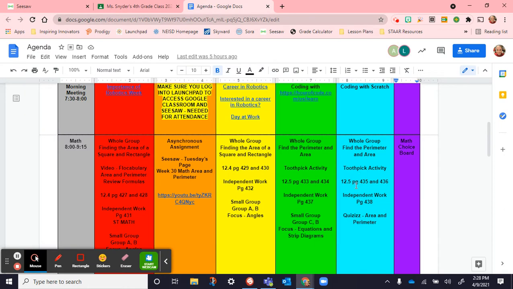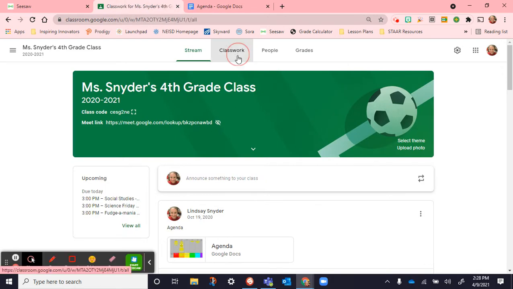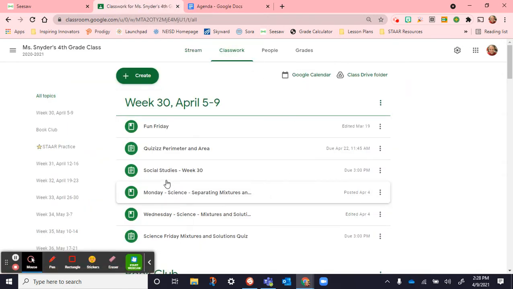Then we had the quizzes on area and perimeter. So that is in Google Classroom. Go to classwork and right here, quizzes, perimeter, and area. And these are the same types of questions that we've been practicing throughout the week. And there's one that I want to go over.